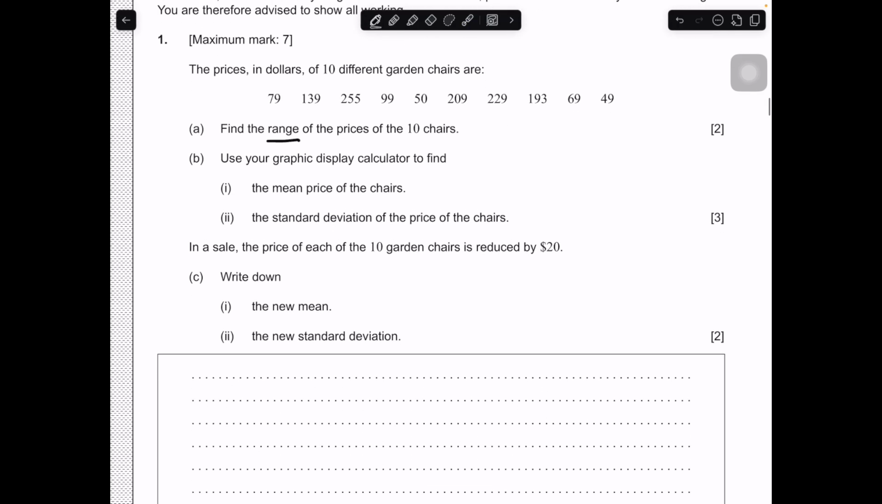Alright, so it's a 2-mark question. We're going to need to show some process. The range formula isn't given to us in the formula booklet, but the range is just the distance from the max to the min. So the distance between the highest and the lowest price chair in this case.